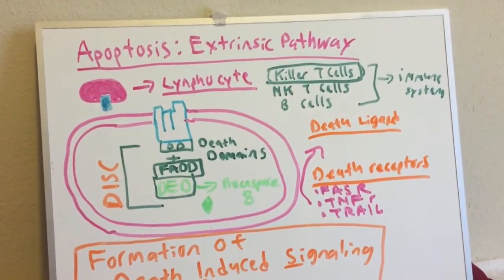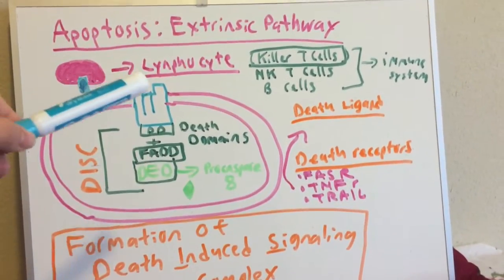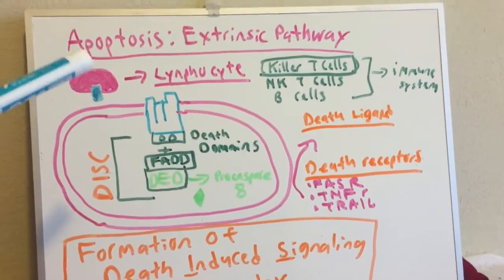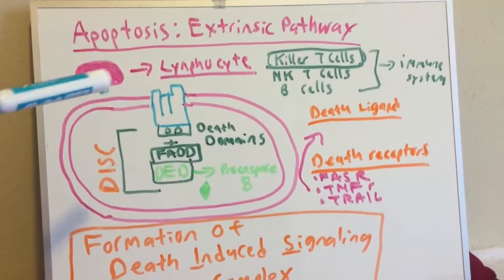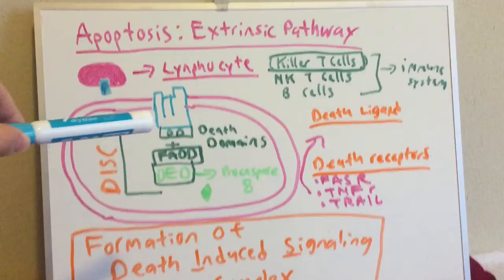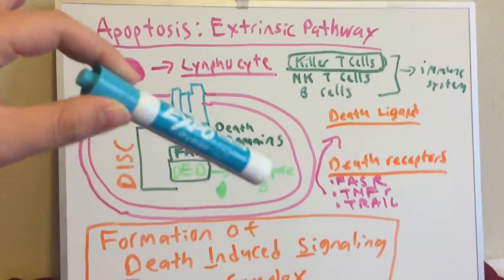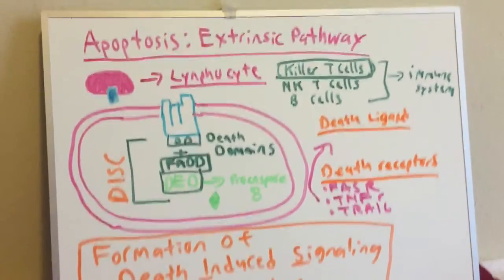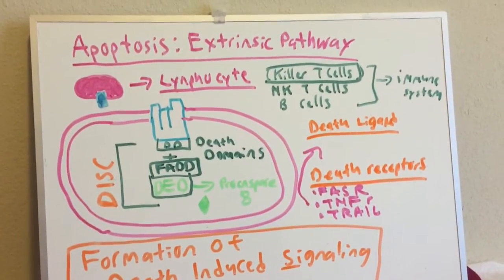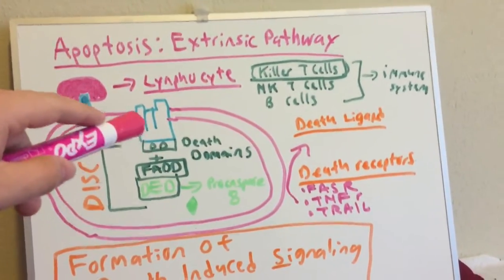Now that we've got that, let's see what happens. The ligand from the killer T cell will essentially tell the cell, you're about to die, by binding to this death receptor. Let's say the death receptor is FAS. That's the most common one that we use. The other ones are a little bit more intricate.